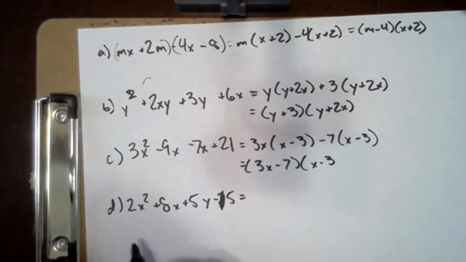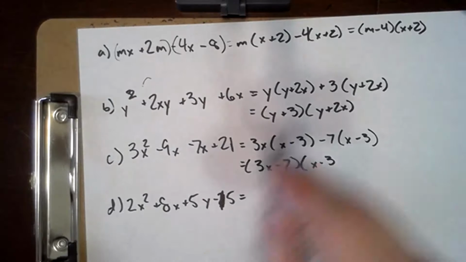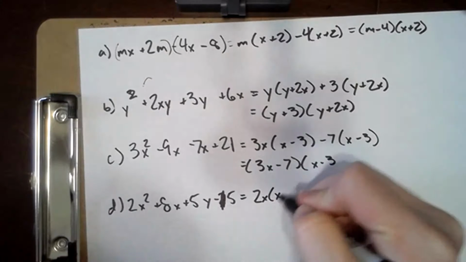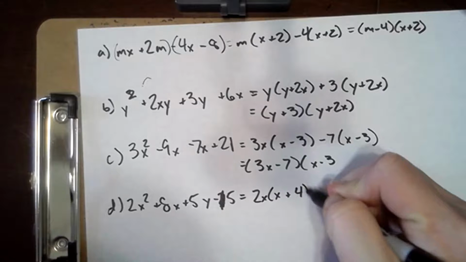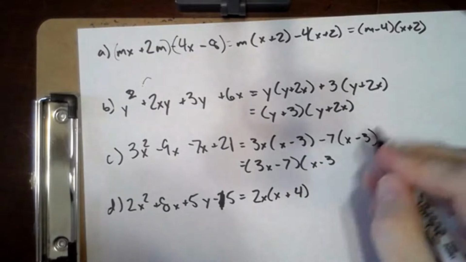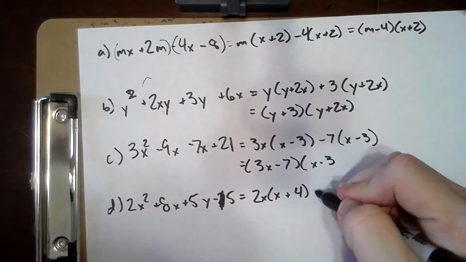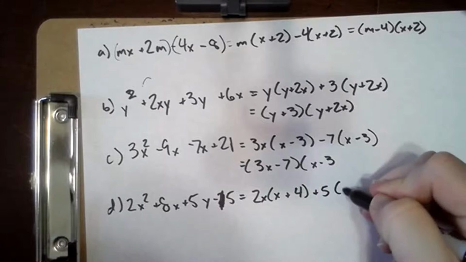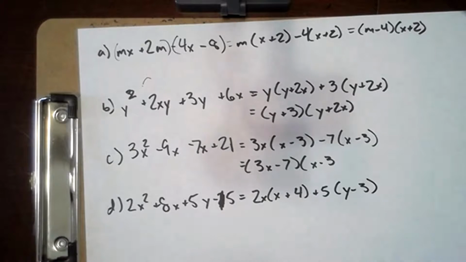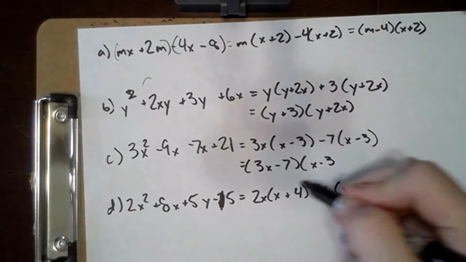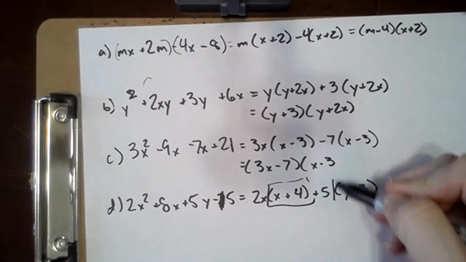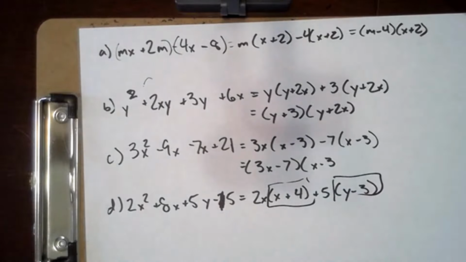Finally, we come down to 2x squared plus 8x plus 5y minus 15. Okay, well, from my first two terms, I can factor out a 2x times x plus 4. From my second two terms, I can factor out a 5, and that's 5 times y minus 3. Clearly, there is not a common factor in the binomial parts we have, so we've done all we can with this problem.